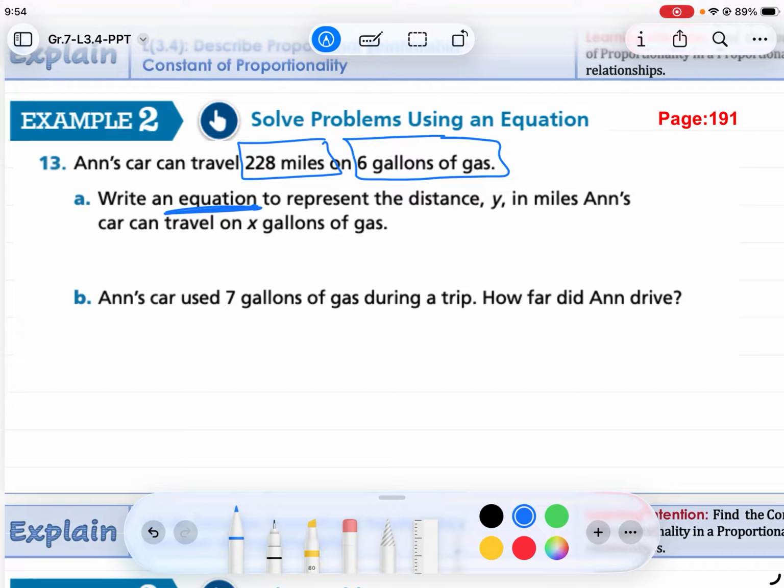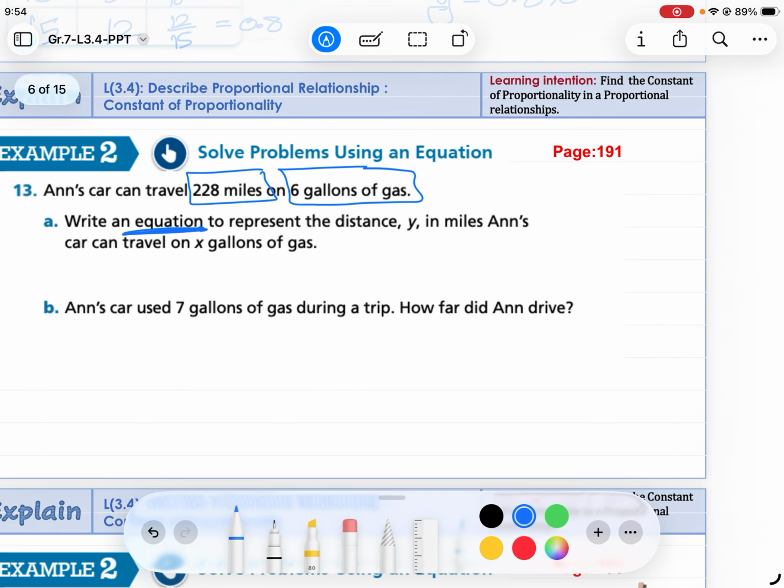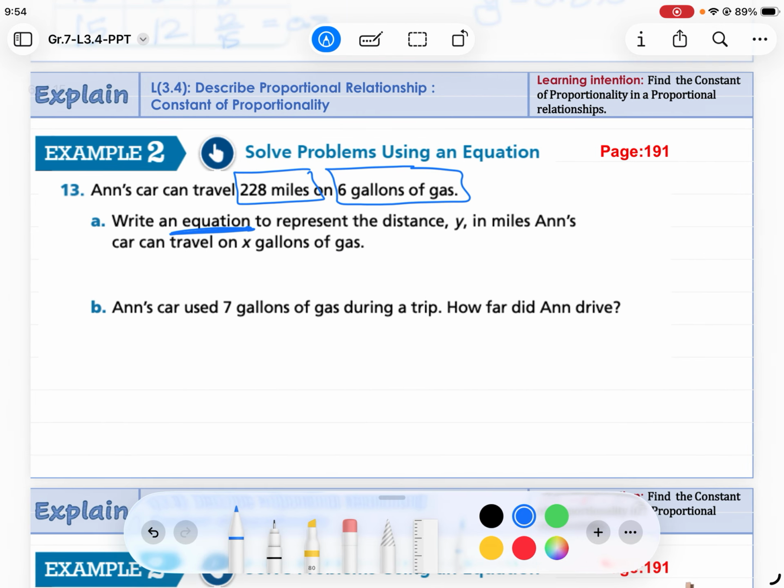So when you think of equation, again, what do you do? You go on the side, you write your equation directly. We all know the equation of a proportional relationship is y equals kx. Where y, they're telling you, is the miles, and x is the number of gallons, the gallons of gas.